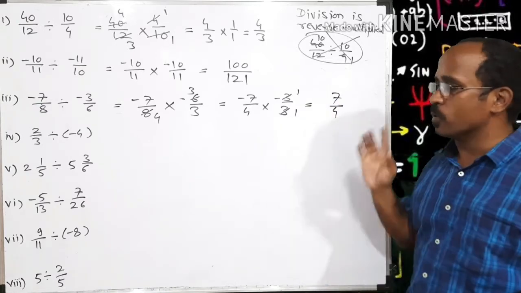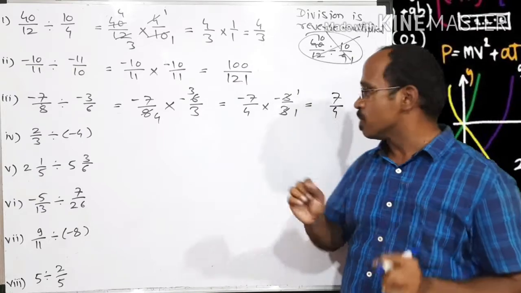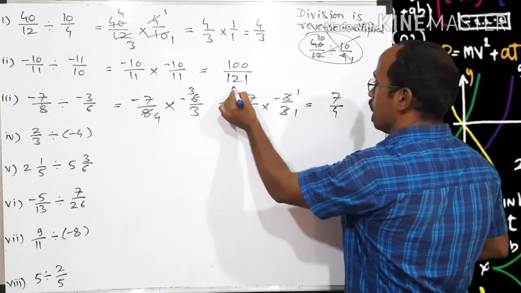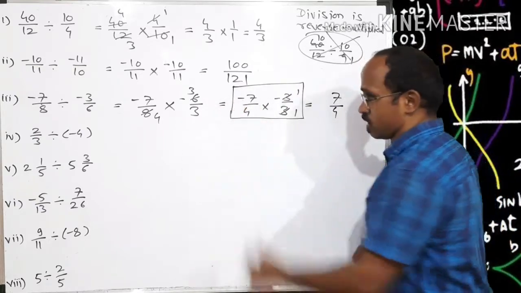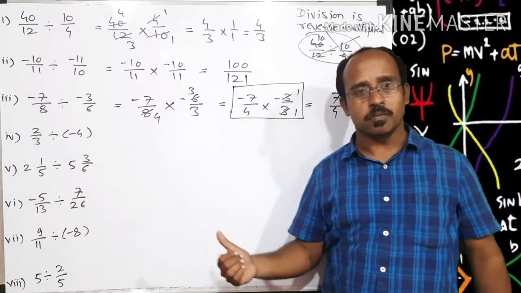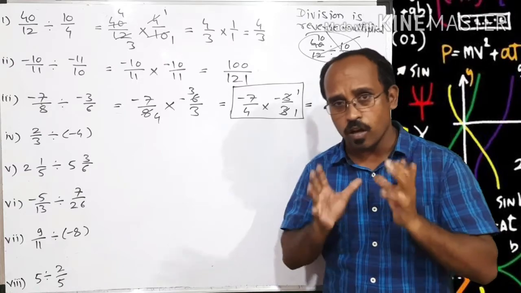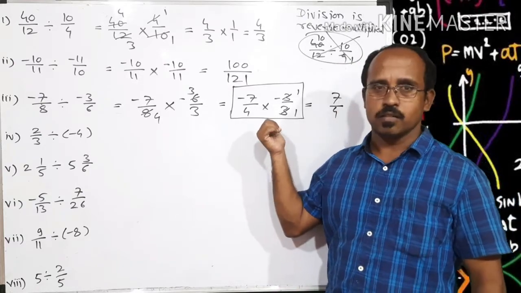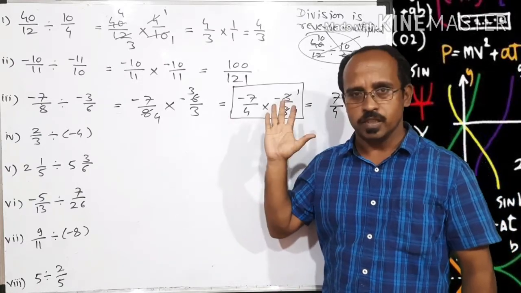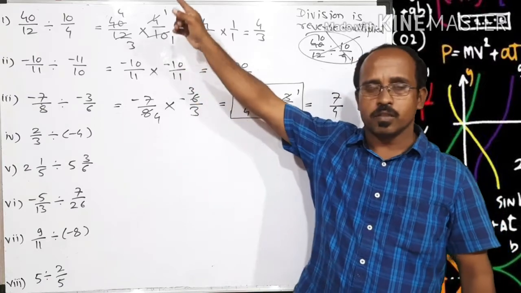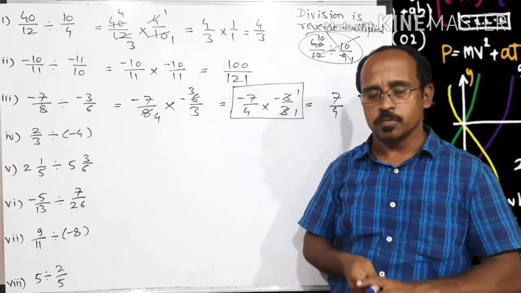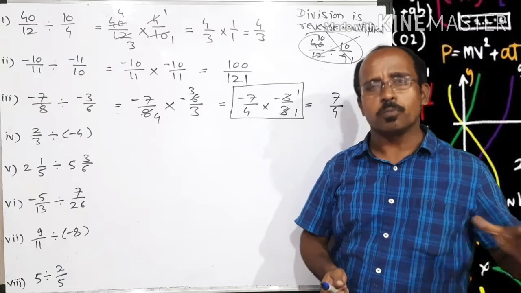So 7 upon 4 is our answer. Please remember, this is the most useful and simplest trick while you are learning mathematics. I emphasize a lot on using the test of divisibility. So if any number from the numerator and denominator is divisible, please divide it, cut it into pieces.